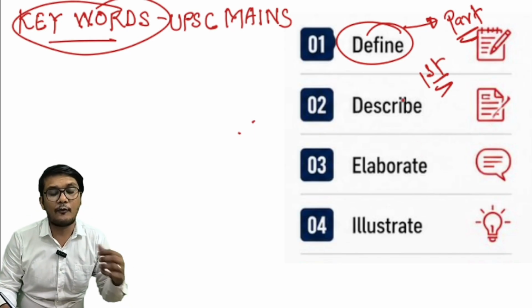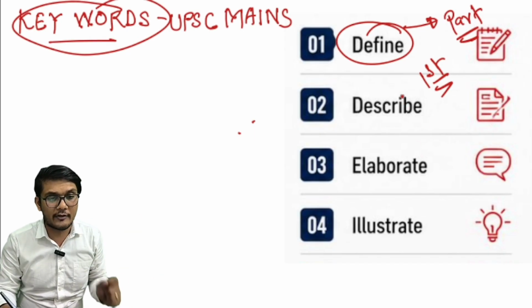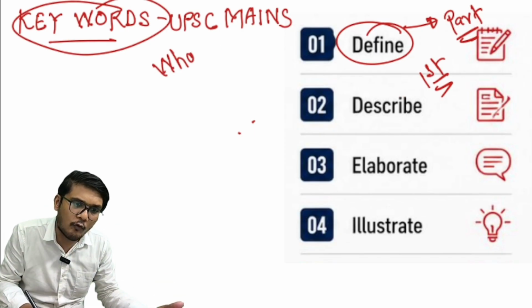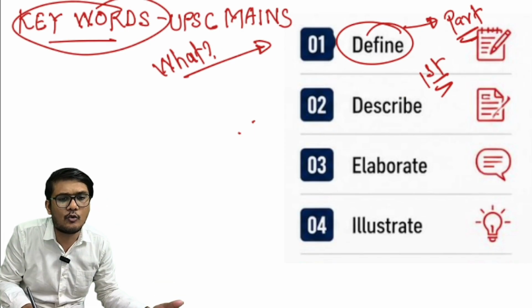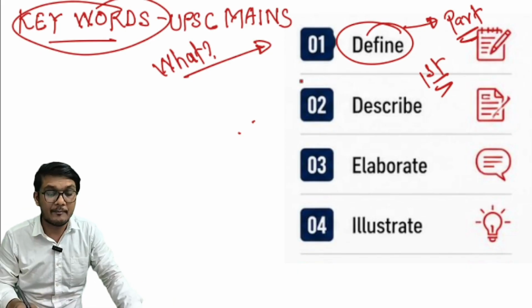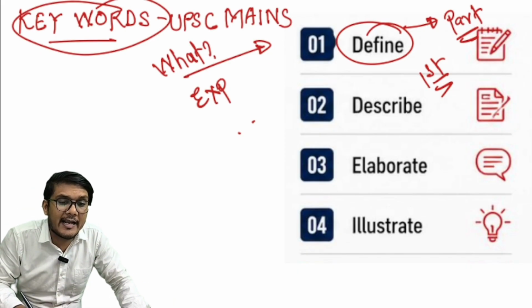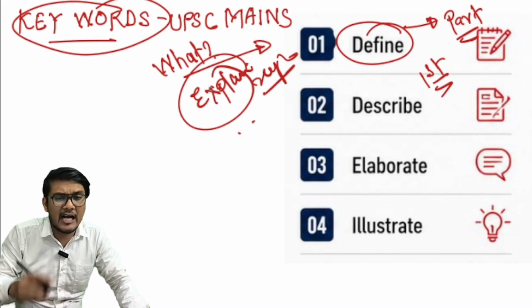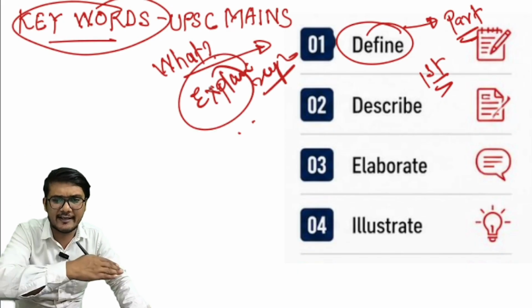UPSC, for example, has previously asked a question like, what is potential GDP? Now here, when they use what, then also they are asking you to define potential GDP. So maybe go a bit beyond and explain that. Sometimes they directly write explain XYZ concept. This is slightly above the word define, so we'll see explain later.